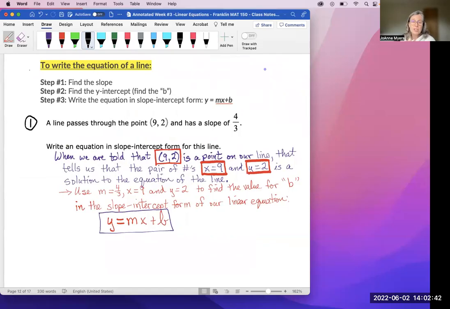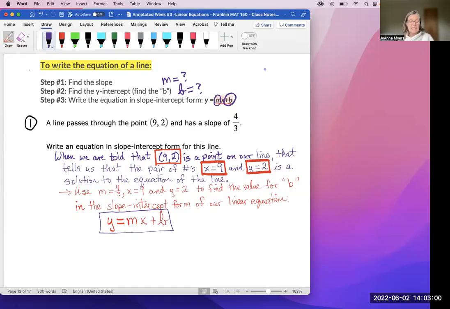Again, to write the equation of the line, step 1 is find your slope. Step 2 is find your y-intercept. And then rewrite it as y equals mx plus b, where you put the numbers in.